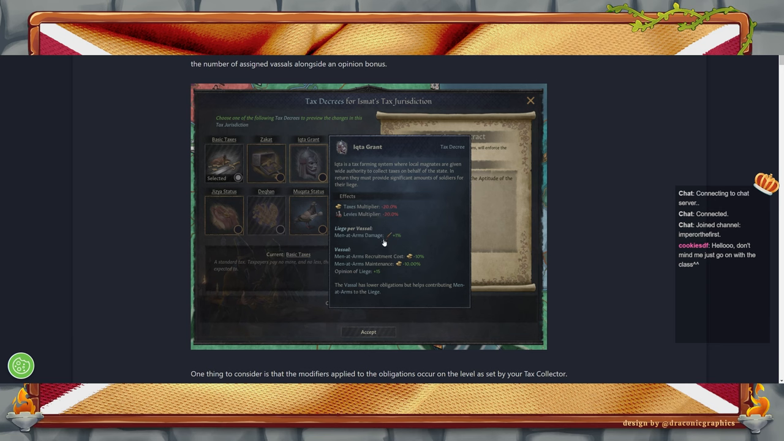And you get a men-at-arms damage. Liege per vassal. Okay, so per vassal in that area, you get a 1% damage to men-at-arms. That could be good, but I'm not entirely sure. Sounds all like rocket science to you.